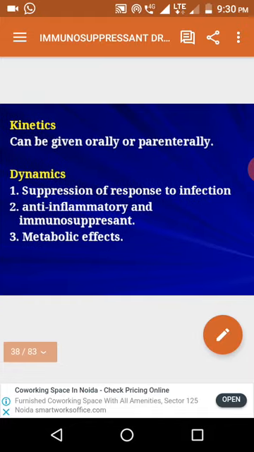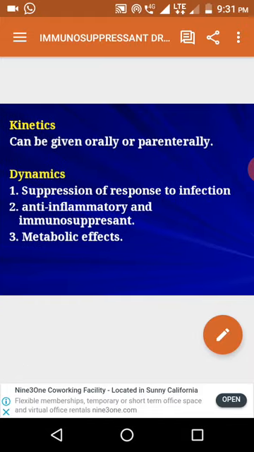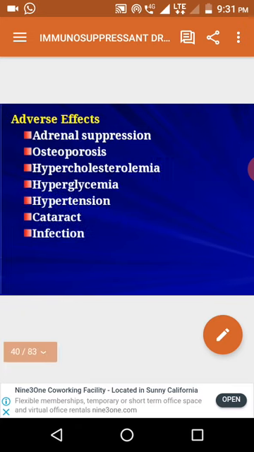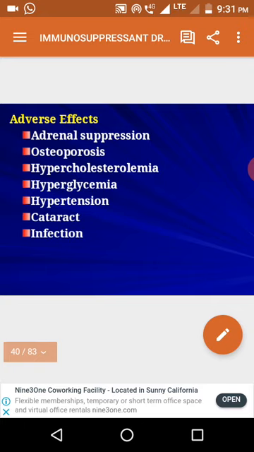Generally they are given orally and parenterally. Uses: they are used for treatment of organ transplant rejection and also for treatment of autoimmune disorders like psoriasis, rheumatoid arthritis, and lupus erythematosus. Side effects: so many side effects we already discussed. You can refer to corticosteroids.